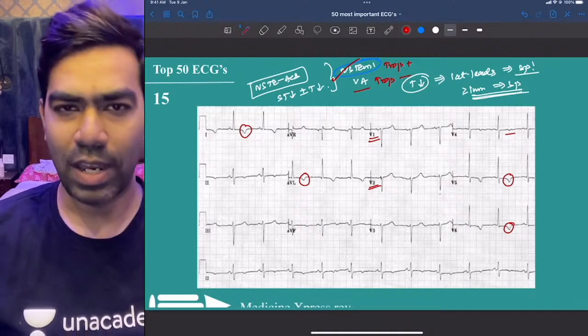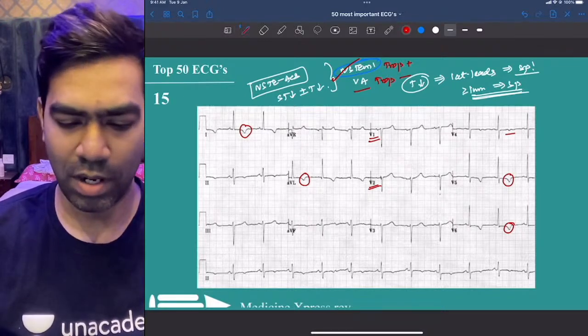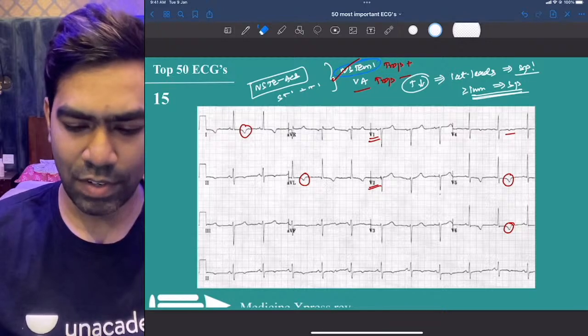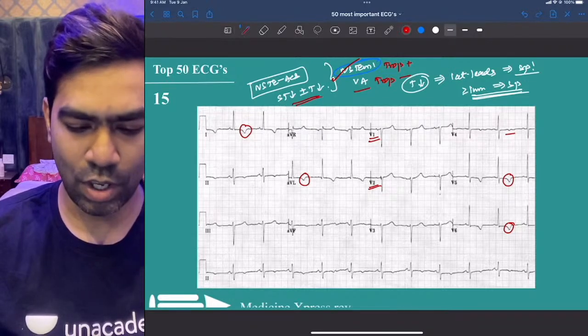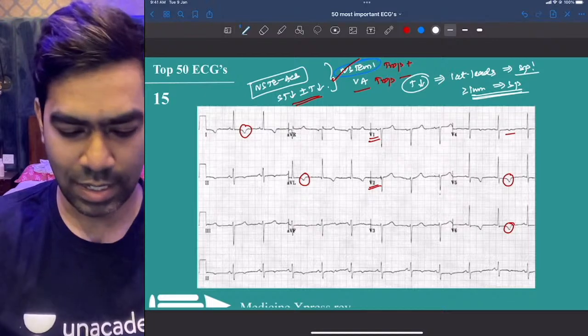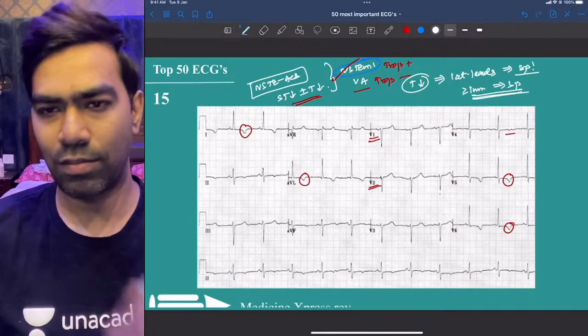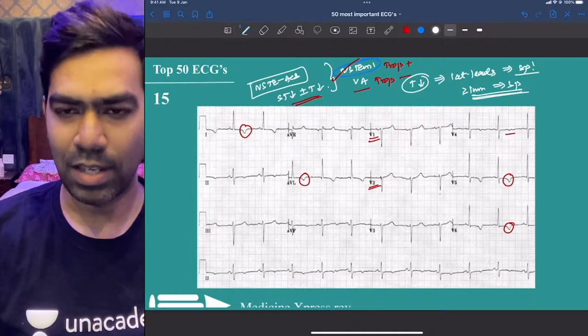So this is an EKG of NST-ACS, or we can say myocardial ischemia. Remember, ST segment depressions and T wave inversions are not very localizing. You cannot clearly say that this is the area of the myocardium that is ischemic based on ST segment depressions or T wave inversions. But with ST elevations, you can say which area of the myocardium is probably ischemic or infarcted.